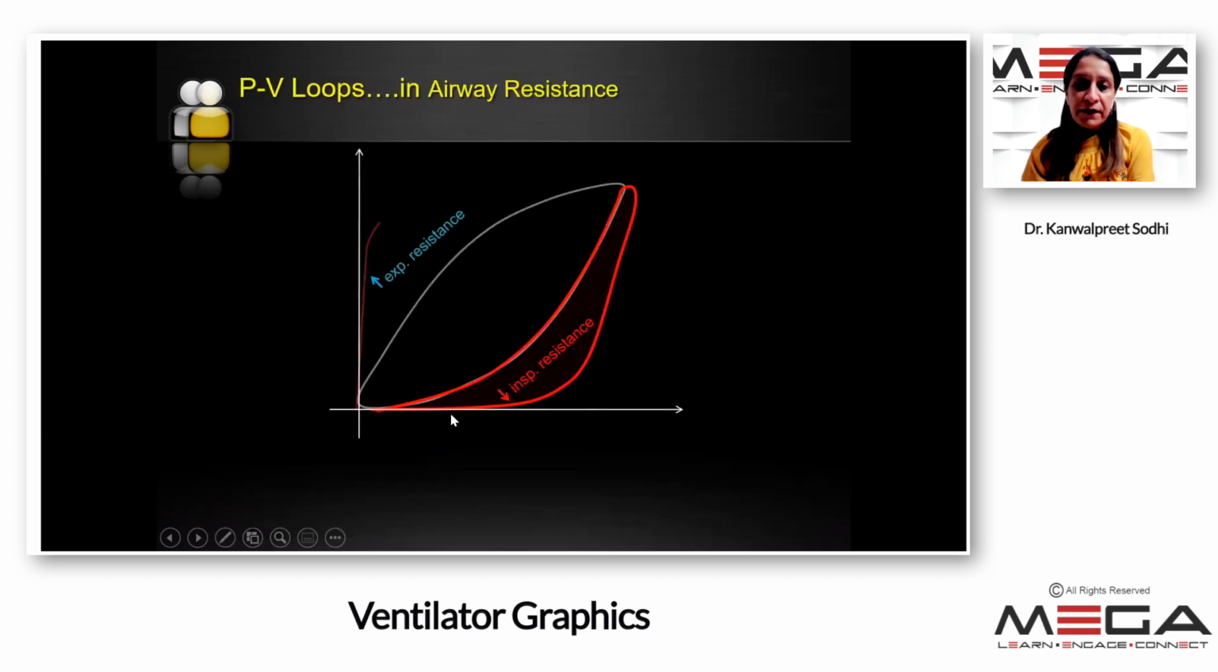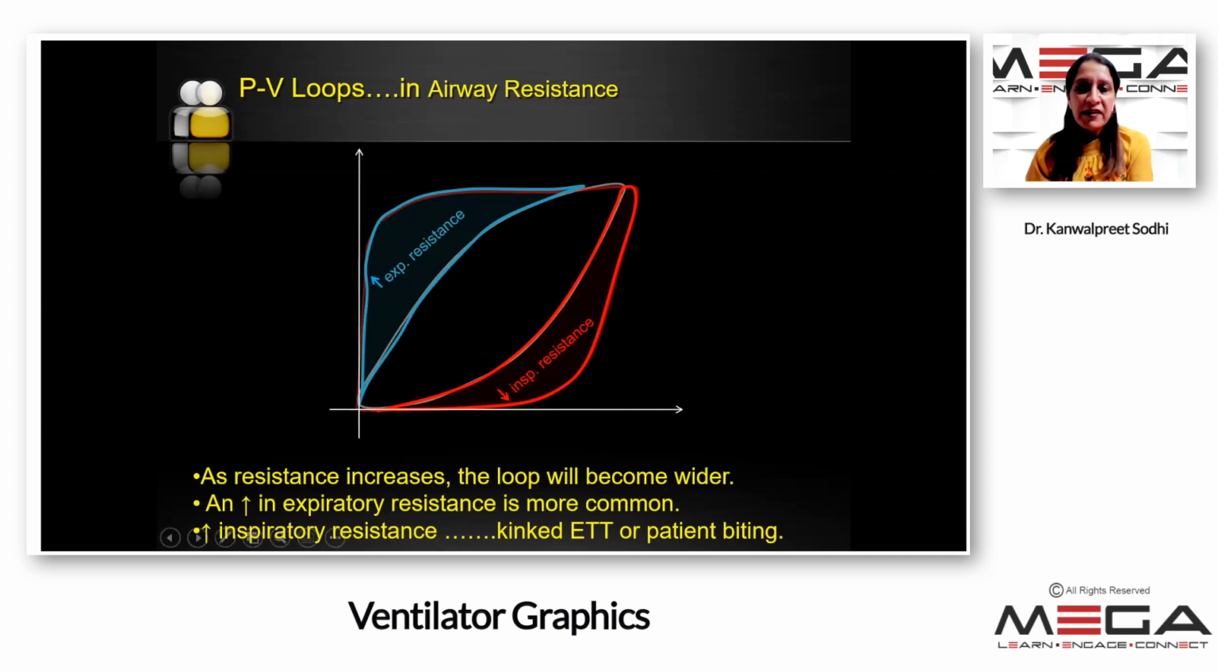And similarly, if the pressure volume loop gets flattened on the inspiratory side, this tells us about the inspiratory resistance, which can be because of tube blockage or kinking of the tube. And if the expiratory limb is becoming more flattened, this tells us about the expiratory resistance. So we must look into these components once we have this type of flattening of the pressure volume loops.